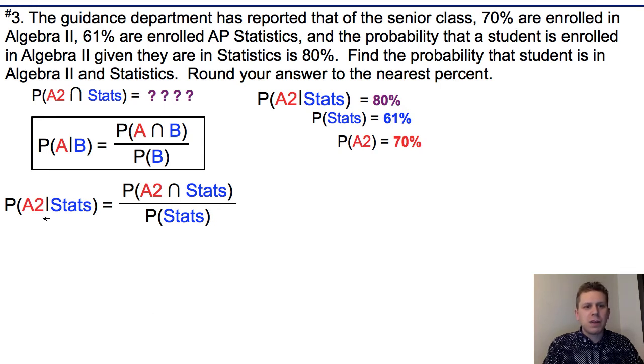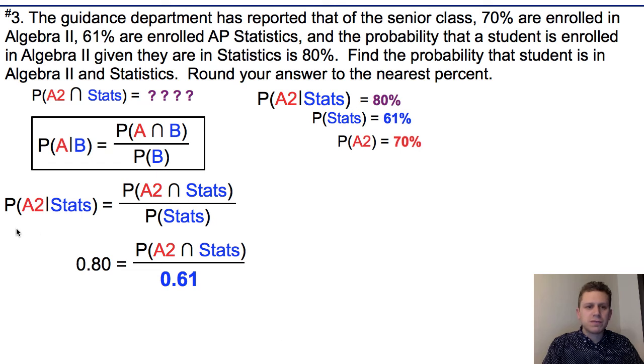We know the probability that a student is in Algebra 2 given they're in Stats is 80%, which I can plug in as 0.80. I know that the probability a student is in Stats is 0.61, so I plug in those pieces there. I get 0.80 for Algebra 2 given Stats, and I can plug in Stats down here, which means I'm solving for the numerator. Well, here all I have to do to solve this is imagine this is over 1, cross multiply these, and I'll have my solution. And of course here I'll just be left with the probability that I want.